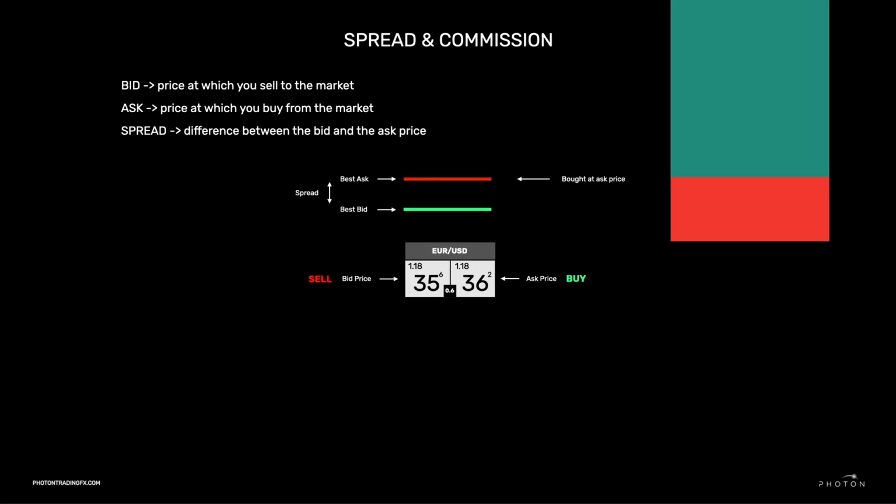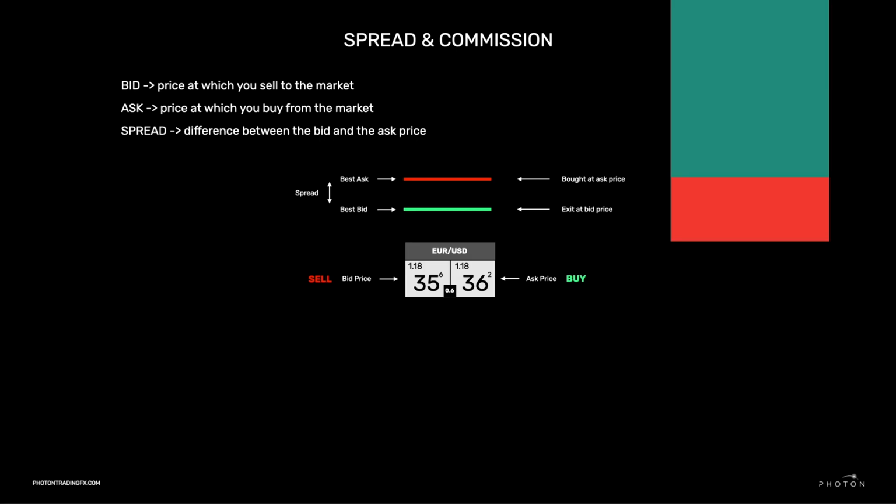Now, the reason why you're instantly at that loss, the size of the spread, is because for you to exit the trade, you need to sell your position at the bid price. Remember, we can only sell at the bid. So the moment you enter the market, you're going to be in that 0.6 pip loss because that's the size of the spread. That's the difference between the ask and the bid.